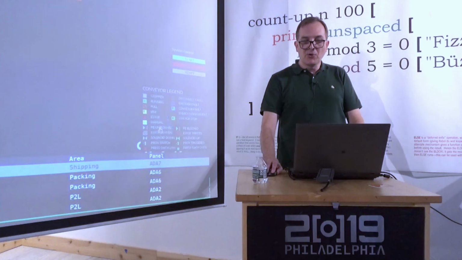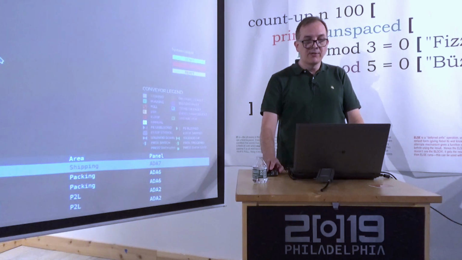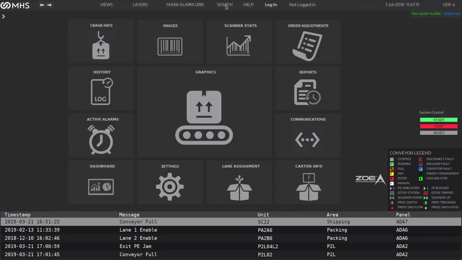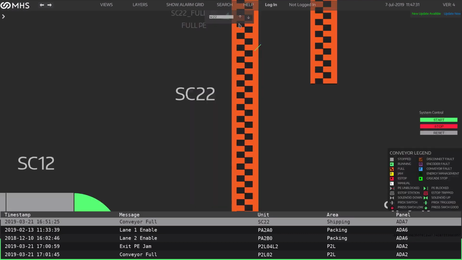And you have system control here. And if you don't really know where that's at, you can back up and kind of see where it is in the system. There's a similar feature here with search. So I could put in the unit number, which is SC22, and it will also take me there as well.